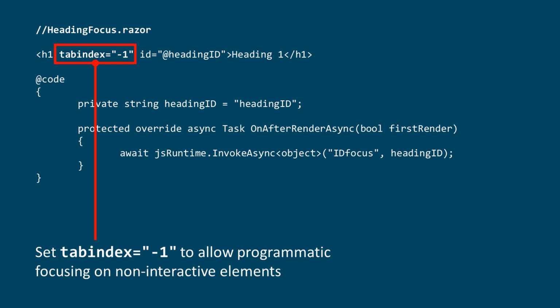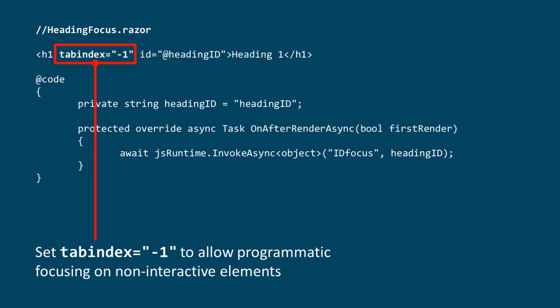If non-interactive elements are being focused, those elements then require a tabindex -1 attribute and value to permit programmatic focusing. I've created a Blazor page called headingfocus.razor, which for the purposes of this scenario is just having its heading focused. It has an h1 heading element, and because this is a non-interactive element, it also has the attribute tabindex -1 to allow programmatic focus. The heading element has an ID which is set at runtime, and this is also the ID passed to the JavaScript function. Within the OnAfterRenderAsync method is the call to the JavaScript method.